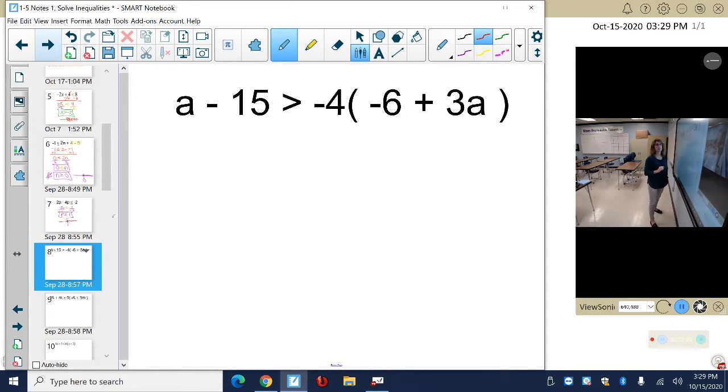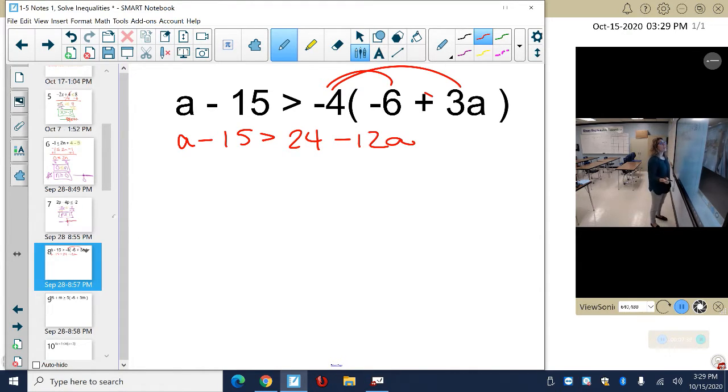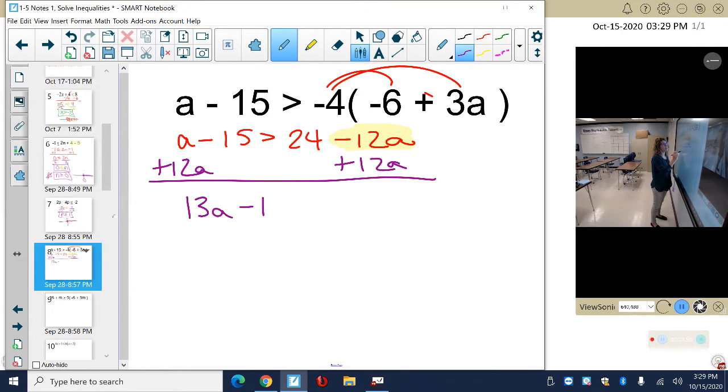Next one, same exact concept. Pretend it's an equal sign. Drop down the left-hand side. Distribute the -4. So this is going to be 24 minus 12a. Then I take the smallest a. The smallest a is going to be this a right here. So I'm going to add 12a to both sides. So this is going to give me a 13a minus 15 is greater than 24. Yes?